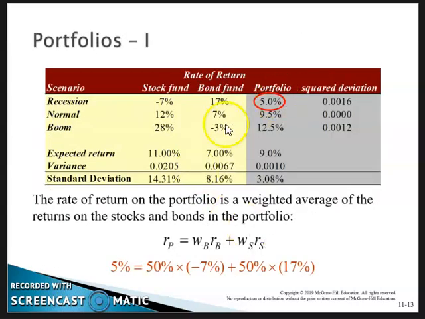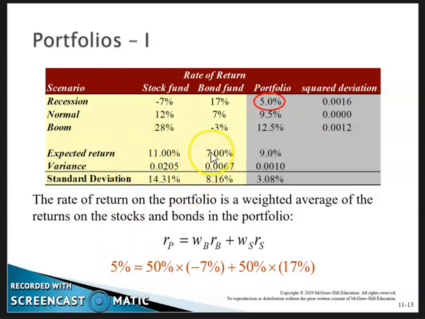So the first example here is a portfolio with 50% of each. The expected return on that portfolio is simply the weight in bonds times the expected return on bonds, plus the weight in stocks multiplied by the expected return on stocks. We'll do that for each of the cases. You can actually shortcut it.